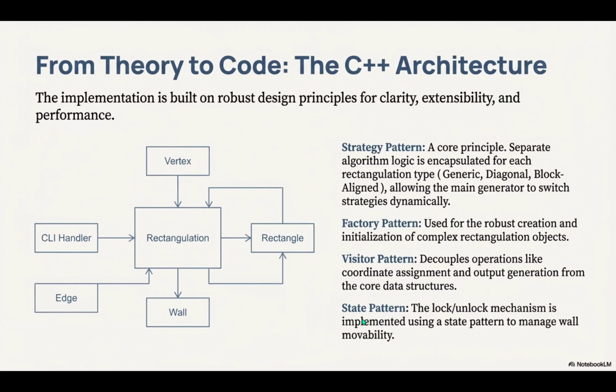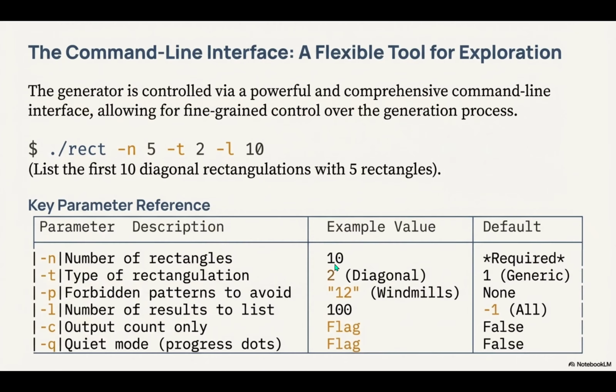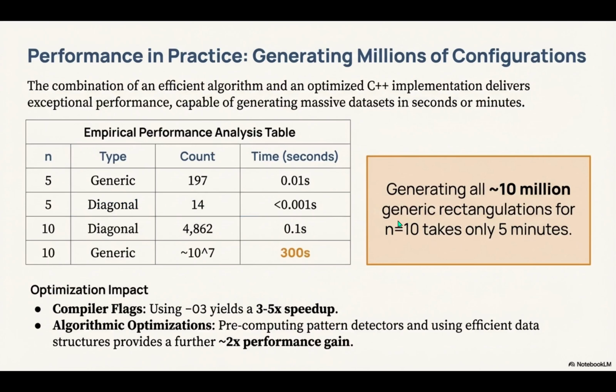So let's talk numbers. What does the performance actually look like when you benchmark it? The data is pretty stunning. We mentioned the 10 million generic configurations for n equals 10. Right. This algorithm can generate and list every single one of them in about 300 seconds. 5 minutes. 5 minutes to explore the entire theoretical universe of designs for a 10-block floor plan.